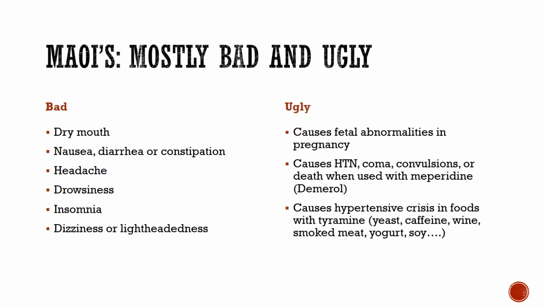We don't use Demerol a lot anymore, but they used to use Demerol a lot for analgesia there. And then it can cause a hypertensive crisis in foods with tyramine. So you have to be really careful with the foods that the patient's eating as well. And foods that are high in tyramine are like our yeast, caffeine, wines, smoked meat, yogurt, and soy.